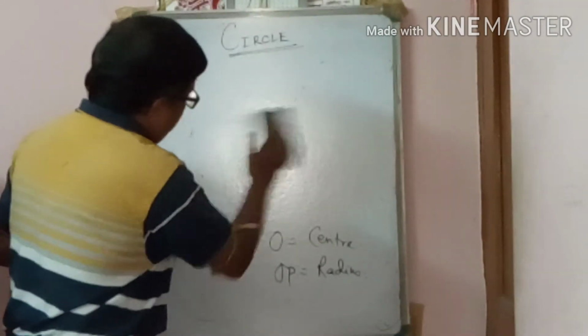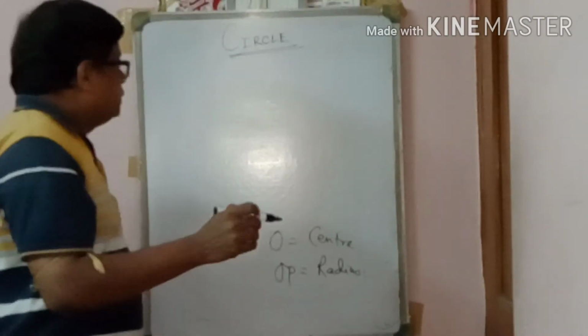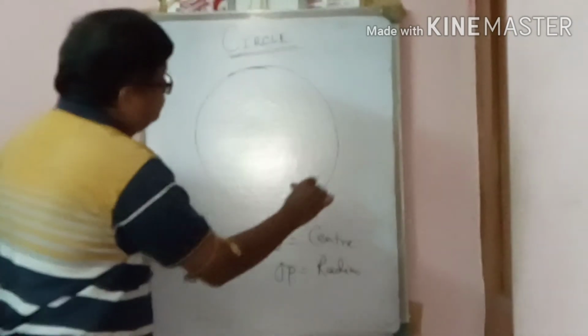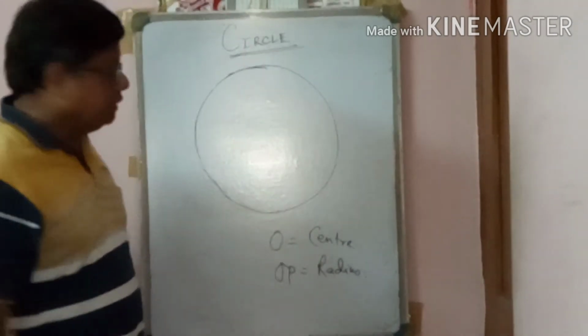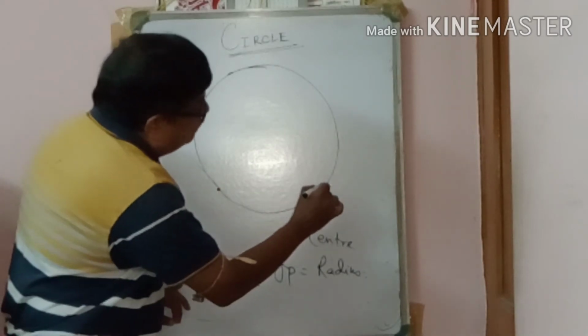See, what is a chord? What is the greatest chord? Look at here. Suppose, see this figure. This circle is there. Say any two-point line segment. So this is the line segment.